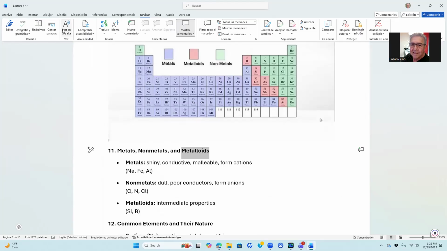Okay, what about the metals? Let's see which ones are the characteristics of metals. Metals: shiny, conductive, malleable, form cations, Na, Fe, Li. Non-metals: dull, poor conductors, form anions, O, N, Cl. Metalloids: intermediate properties, C, B.